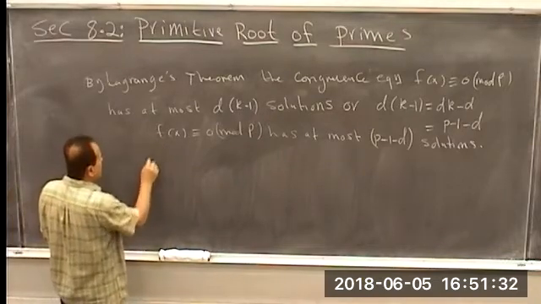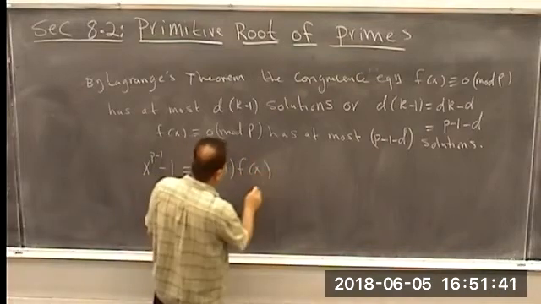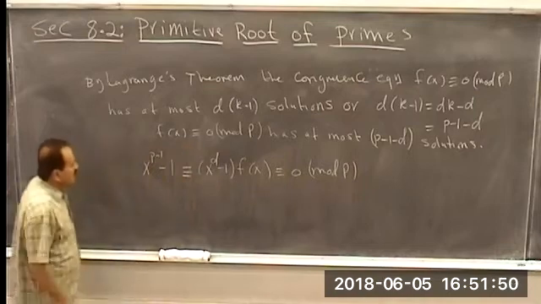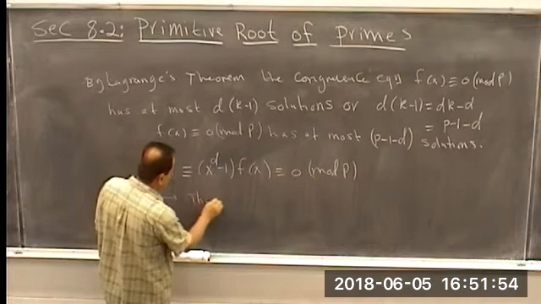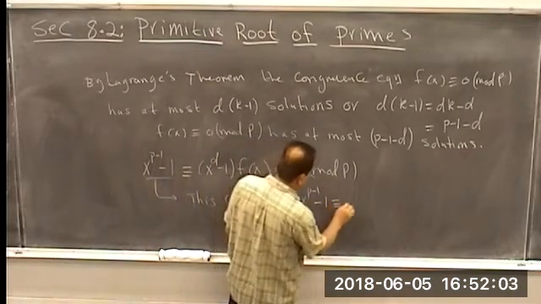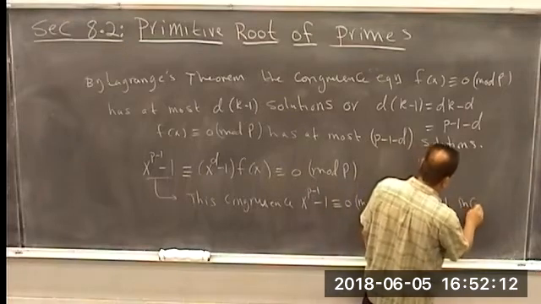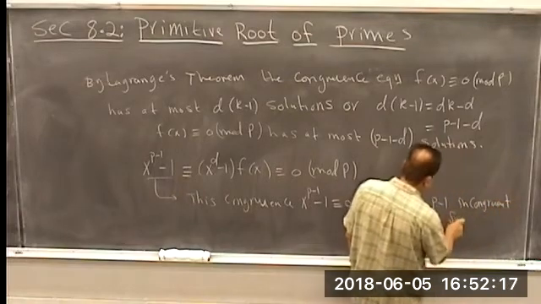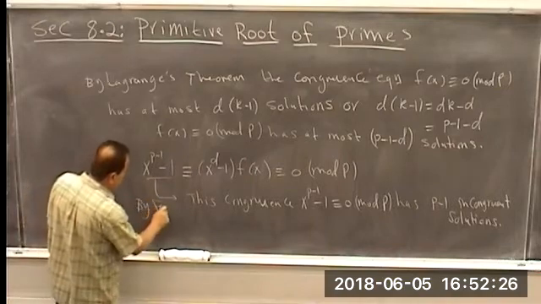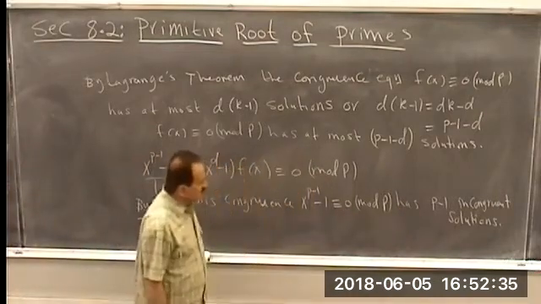All right. Now, let's go back in here. Remember that we have x to the p minus 1 minus 1 equal to x to the d minus 1 times f of x, where this is a congruence, 0 mod p. You know that this congruence x to the p minus 1 minus 1 congruent to 0 mod p has p minus 1 incongruent solutions. This is by Fermat's theorem. So this is the example we looked at. This congruence has this many solutions.